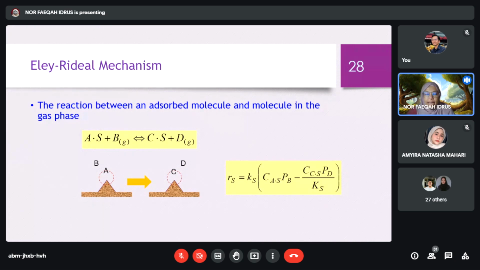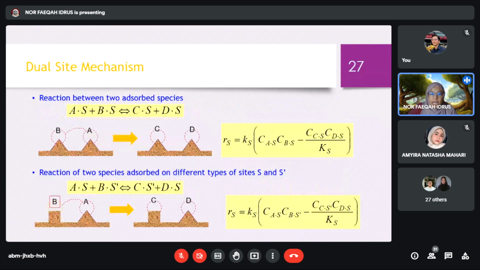Okay, and finally, tadi yang ni dual site dengan single site is Langmuir-Hinshelwood kinetic ataupun Langmuir-Hinshelwood mechanism. The kinetic tu dia punya rate. Okay, kinetic is a rate yang involve rate law equation and you want to determine the value of rate constant. So we call it as a kinetic. Tapi the mechanism is Langmuir-Hinshelwood mechanism.